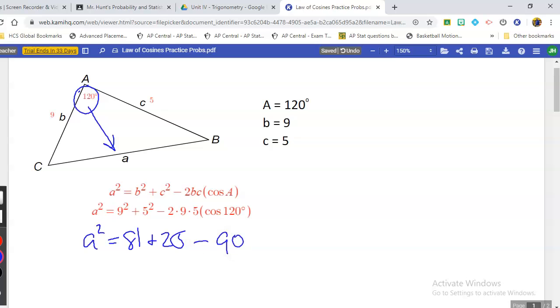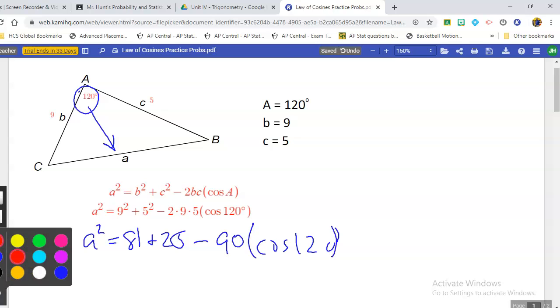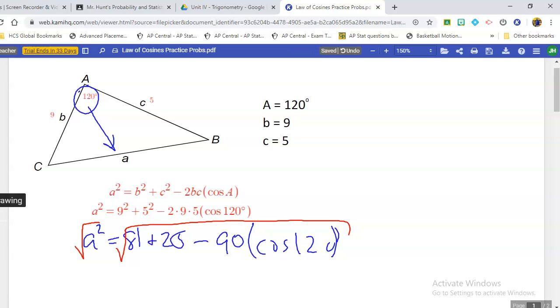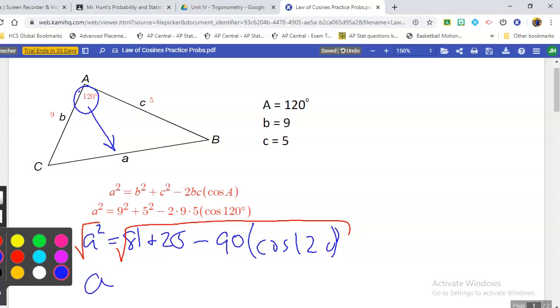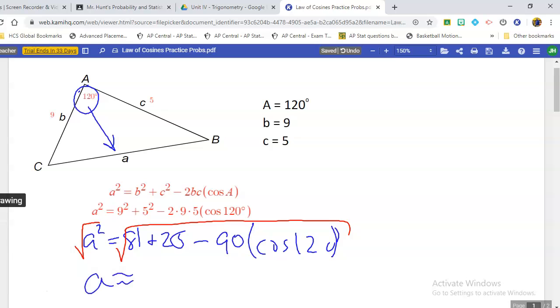That works out to be 2 times 9 times 5, which is 90, times the cosine of 120. Now, when you work out this value, you're going to take the square root of all of it because you have a squared there, and you're going to find that a is equal to approximately 12.3. So we'll go ahead and write that in here. And that is our first measurement. We're going to get that from using the law of cosines.